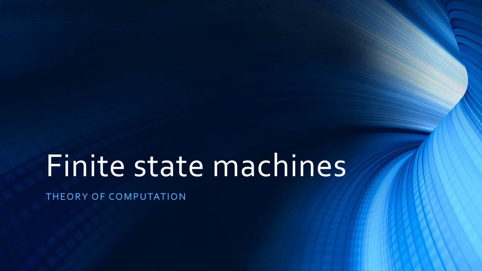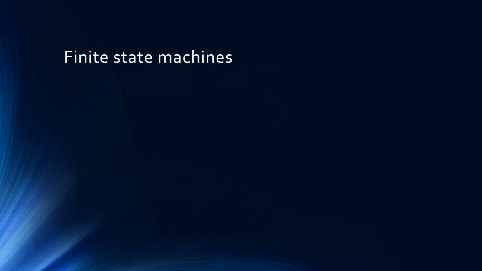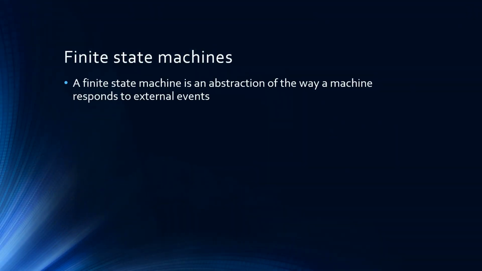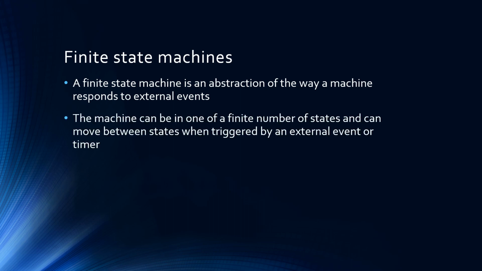This video will focus on finite state machines. A finite state machine is an abstraction of the way a machine responds to external events. To be able to be represented as a finite state machine, a machine must always be in one of a finite number of states. It must be able to move between states when triggered by an external event or timer.